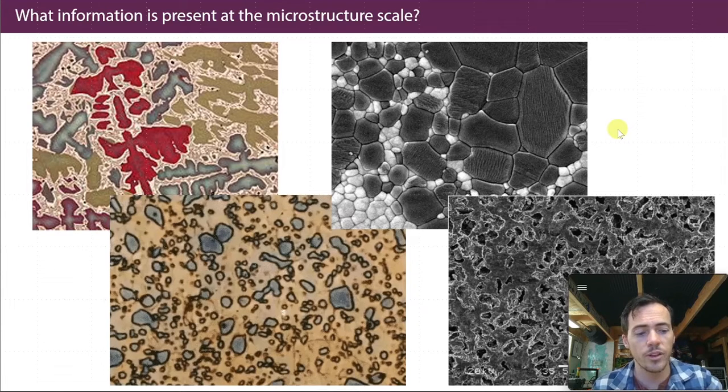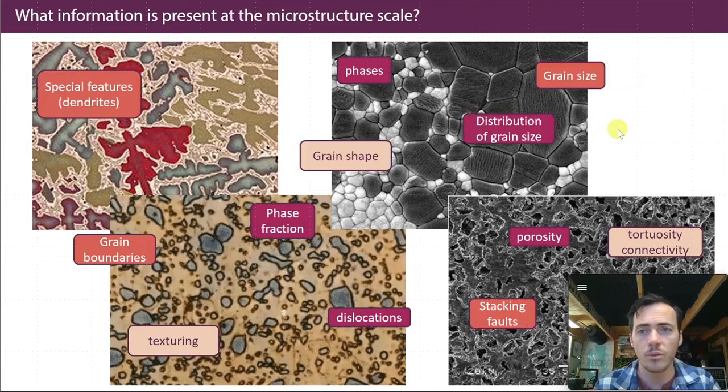Well, when I look at them, here's a couple that come to mind for me, right? You could say maybe there's the presence of special features like dendrites. We see dendritic formation in an alloy. Maybe that's really important for properties. It is actually. The grain boundaries, those are clearly important. Where are they? How many are they, right? The texturing, what's the orientation of the crystal structure of the different phases that are present? What's the phase fraction? If you've got multiple phases, how much of one phase, how much of the other, how much of a third, right? That's important. The presence of dislocations or imperfections, stacking faults, things like that are important.